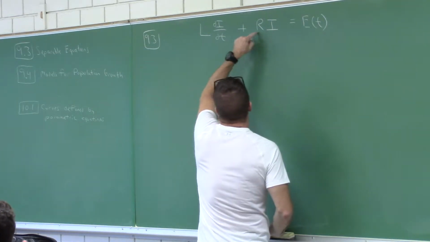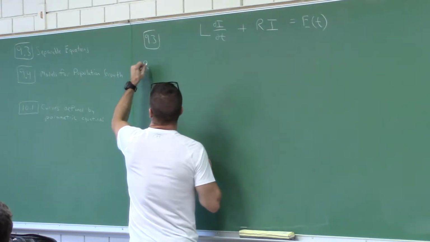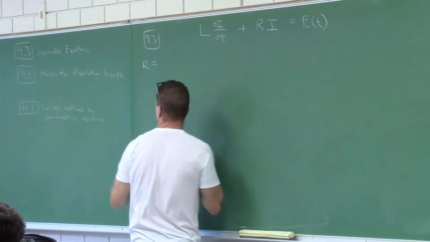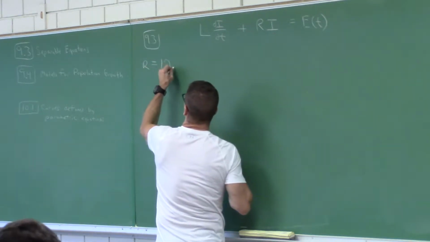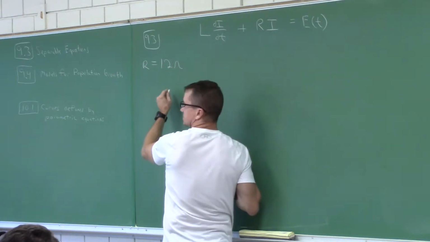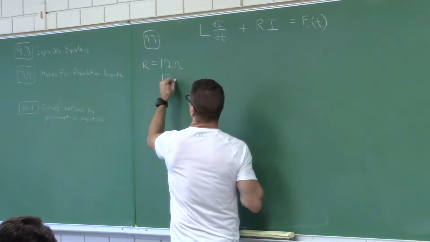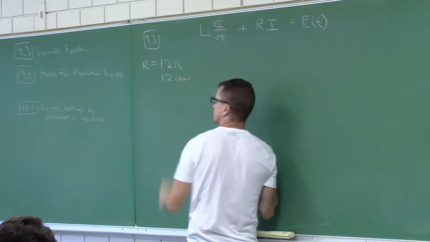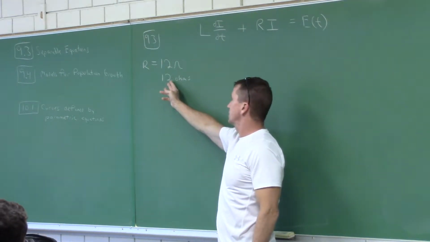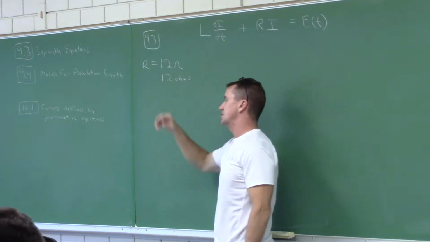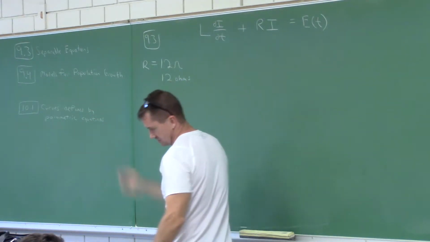R stands for the resistance, and that's given to you. So the resistance is 12. It's ohms, so that's 12 ohms. That's really the Greek letter omega, but we just refer to that in terms of resistance. The units are ohms. So R is 12 ohms.